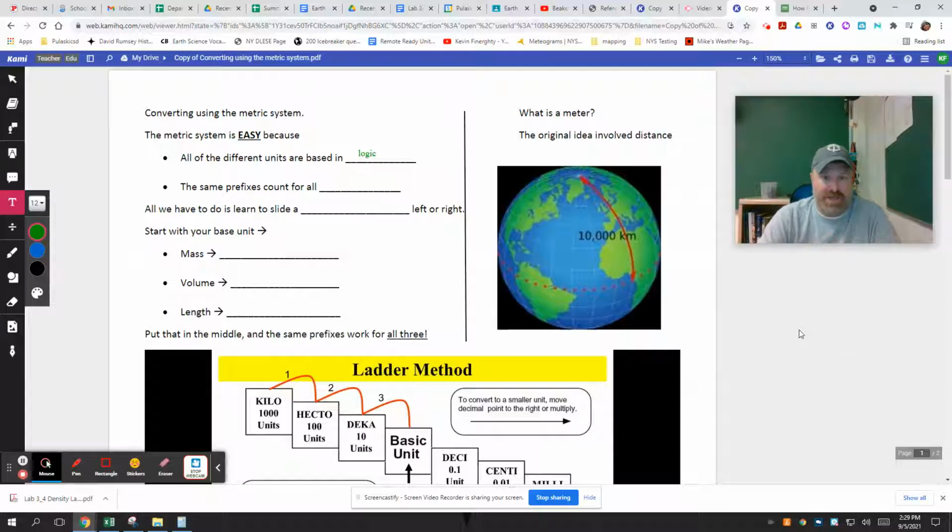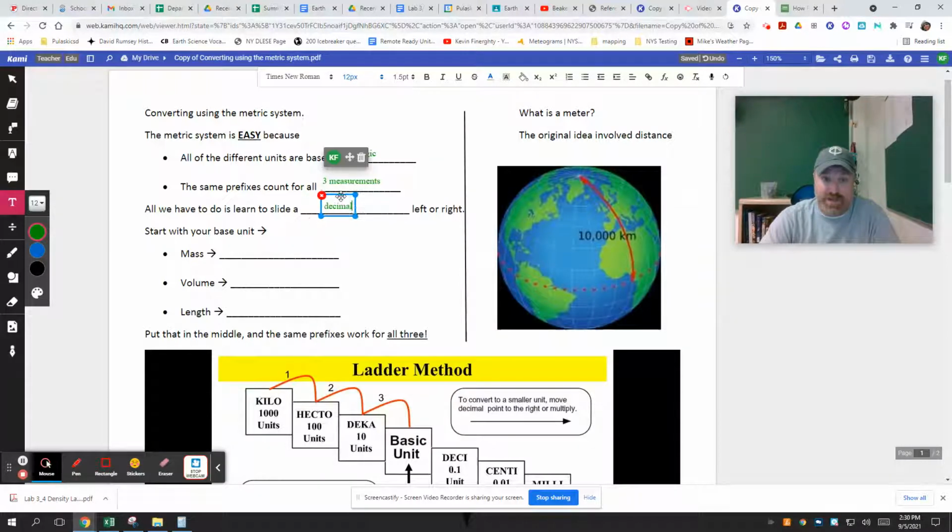Why is this advantageous? Well, mass, volume, and length are all interconnected, so things make sense. And we use the same prefixes for all three. So all of our basic measurements, all three measurements. So all that we've got to do if we're going to convert is to learn to slide a decimal to the left or the right.